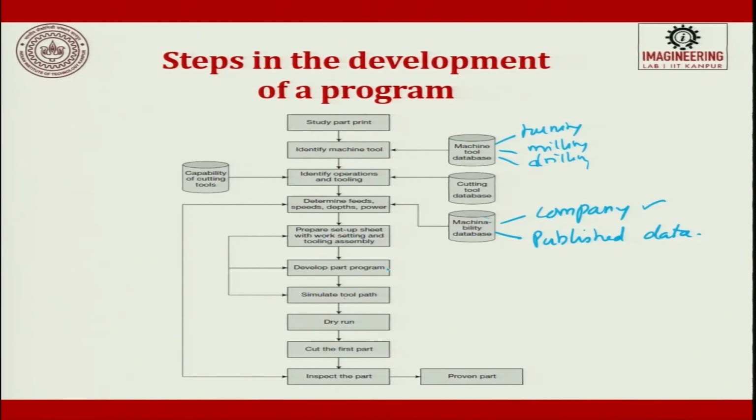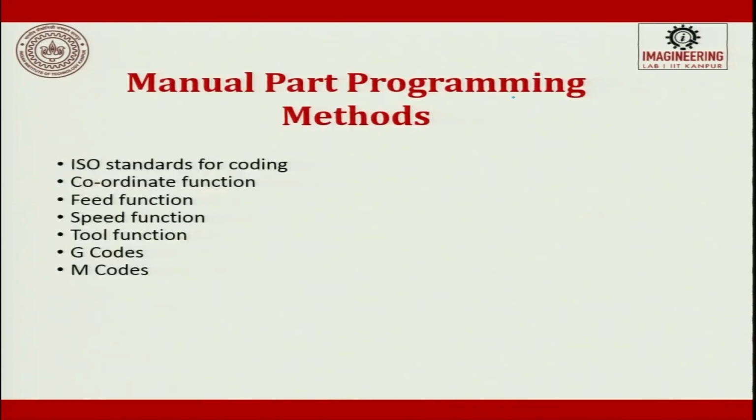Currently, what we are going to see is only this. Rest all are assumed that as and when you get into the field, you will start understanding. But so much of steps are involved, so many databases have to support, or you should have the data sheets available with you to write a program. So, when we talk about manual part programming methods, there is ISO standard codes available, the coordinate functions, then you will have feed function, speed function, tool function, G code and M code. These are the things which you should understand when you write a manual part programming.